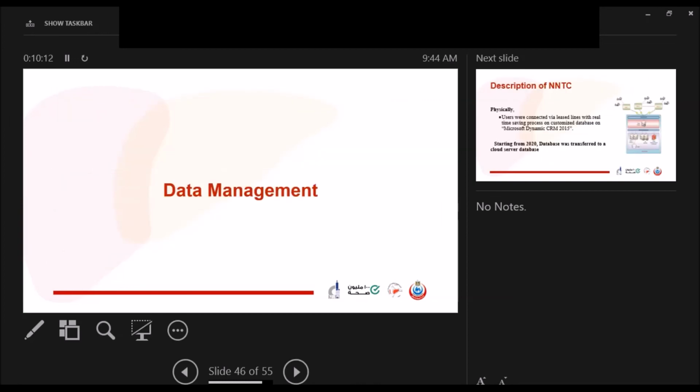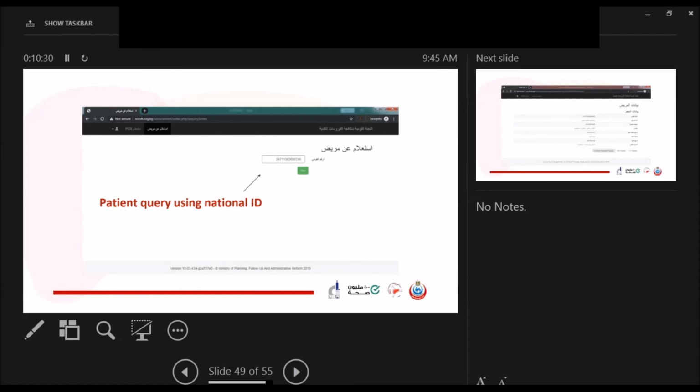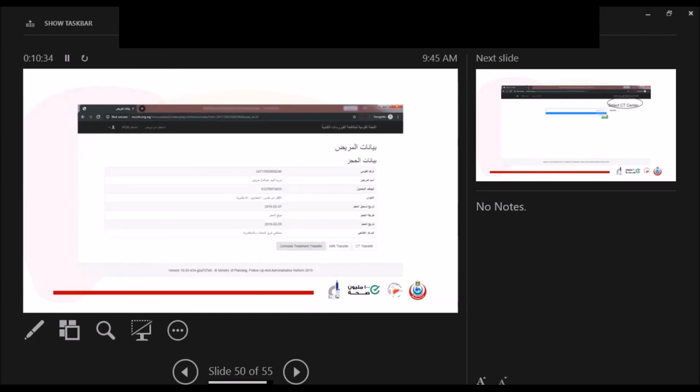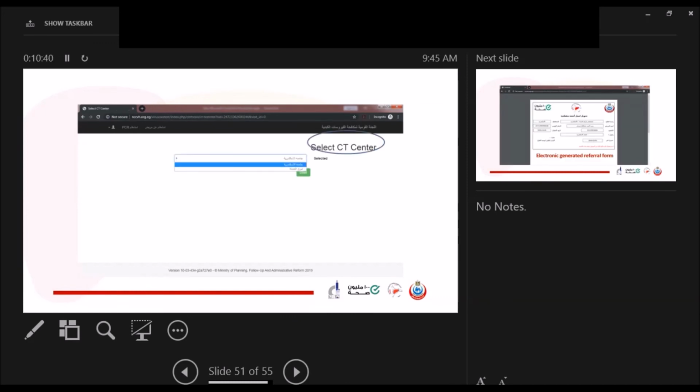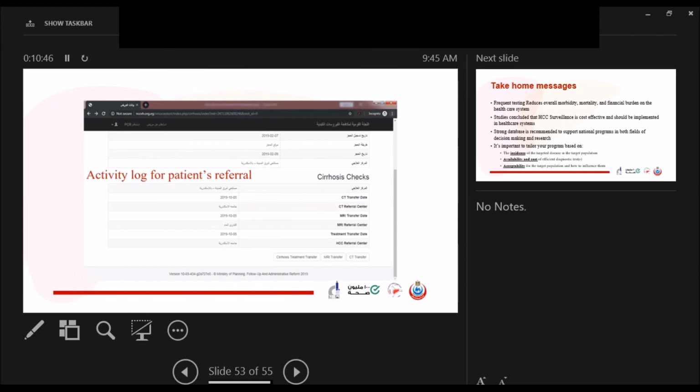Of course, it is accompanied by a strong database system, starting first with a closed network system using Dynamics CRM, and now it was shifted to a cloud server database. With our database and a unique identifier, we can make a query for the patient. Every detail in the patient log can be shown, and electronic referral to treatment centers and diagnostic centers can be done through the system, and all of that helps us in detecting the patient's activity and history in order to minimize costs and easily catch up on any information.